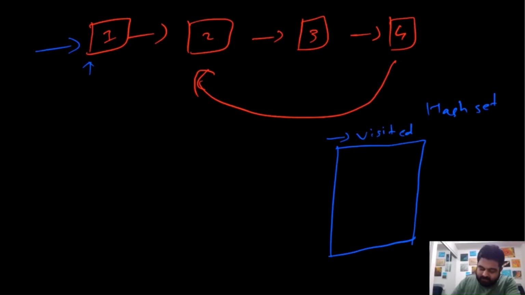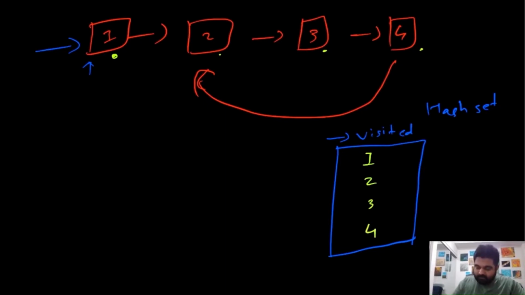So in this case, first of all, we check whether 1 exists in the visited hash set. It does not exist, so we add 1 over here. Then again we check for 2, it does not exist, so we add 2 over here. Then again we check for 3, it does not exist, so we add 3 over here. And again we check for 4, it also does not exist, so we add all 4 entries.